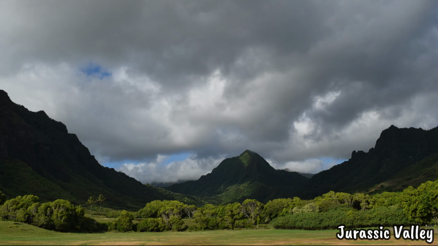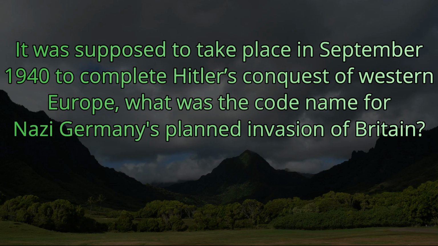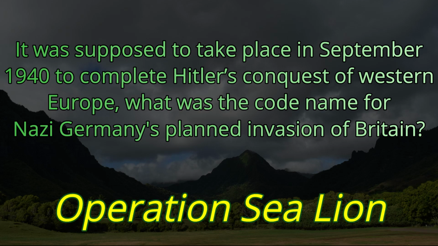Question number 3. It was supposed to take place in September of 1940 to complete Hitler's conquest of Western Europe. What was the code name for Nazi Germany's planned invasion of Britain? The code name for the invasion of Britain was Operation Sea Lion.